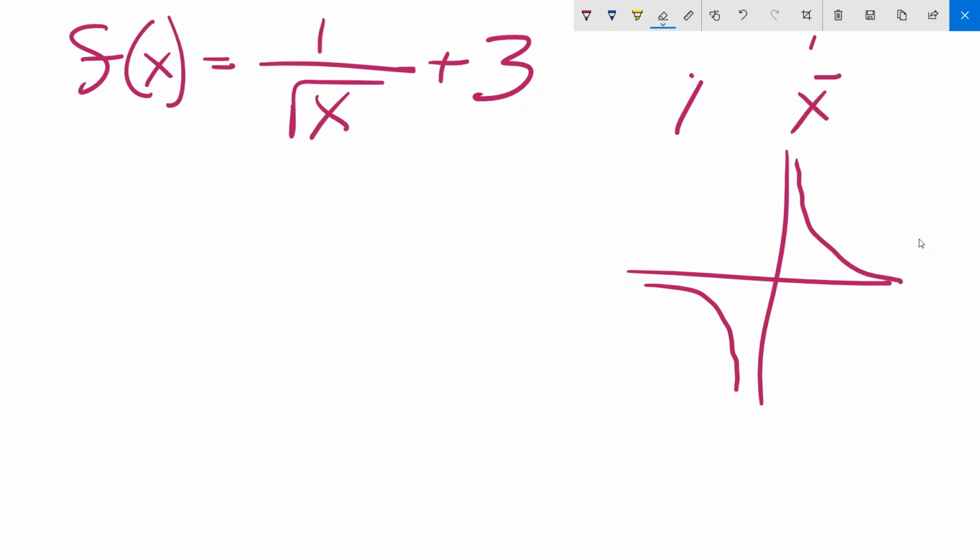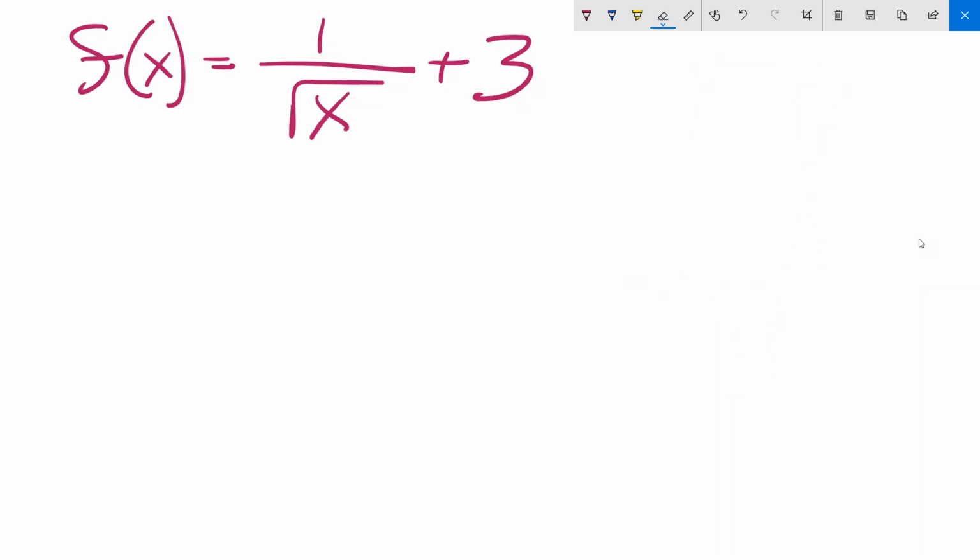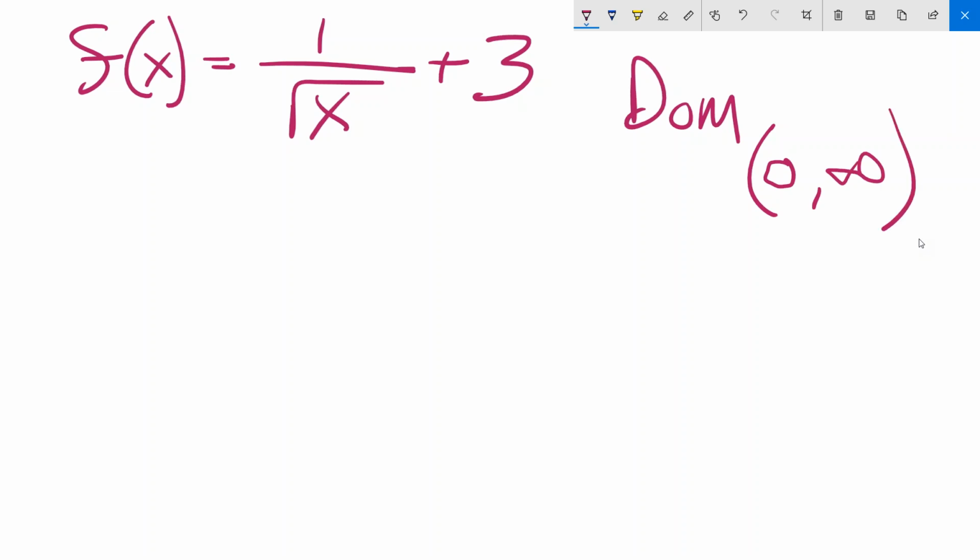So let's not treat it as a transformation problem, because I don't believe it is, but we can still answer the questions. The domain. What can x not be? It cannot be a negative number or 0. Okay, so the domain is what? X is greater than 0. In interval notation, it's a parenthesis, not a bracket, next to the 0, because x cannot be 0 in this case, because you can't divide by 0.